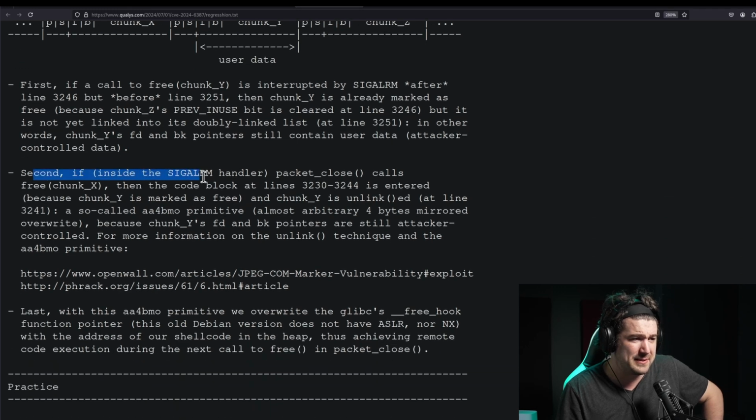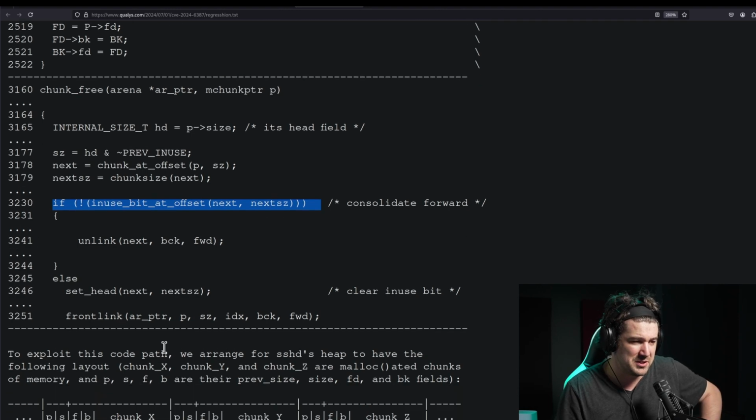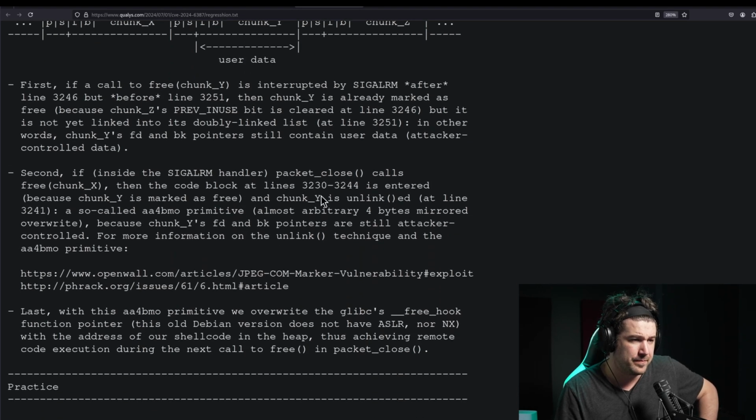All right, second, if inside the SIGALRM handler, packet_close calls free on chunk X, then the code block at lines 3230 is entered, because chunk Y is marked as free and chunk Y is unlinked at lines, a so-called AA4BMO primitive.